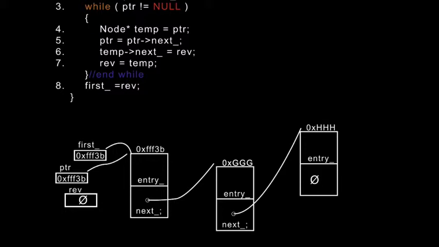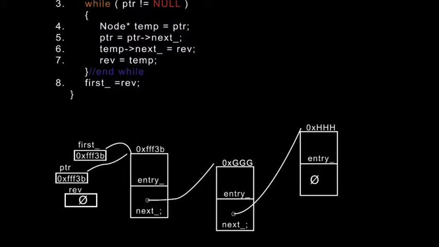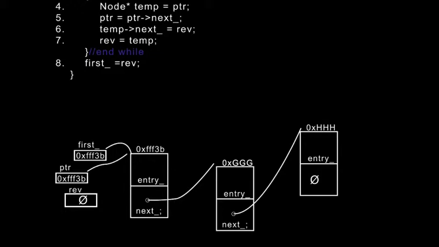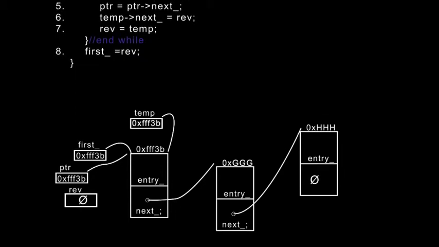So look at the value inside the pointer. Is it pointing to null? If it's not, then we're going to enter this while loop, until the pointer points to null. Now let's move into the while loop and look at line 4. Line 4 says take the value that's in PTR and put it into node temp. This creates a new pointer called temp, which also points at the first node.